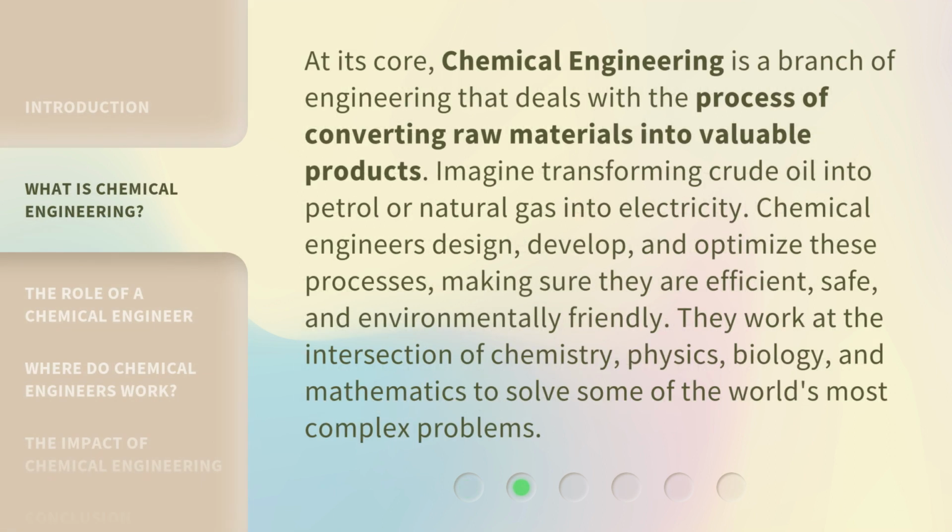At its core, chemical engineering is a branch of engineering that deals with the process of converting raw materials into valuable products. Imagine transforming crude oil into petrol or natural gas into electricity. Chemical engineers design, develop, and optimize these processes, making sure they are efficient, safe, and environmentally friendly. They work at the intersection of chemistry, physics, biology, and mathematics to solve some of the world's most complex problems.